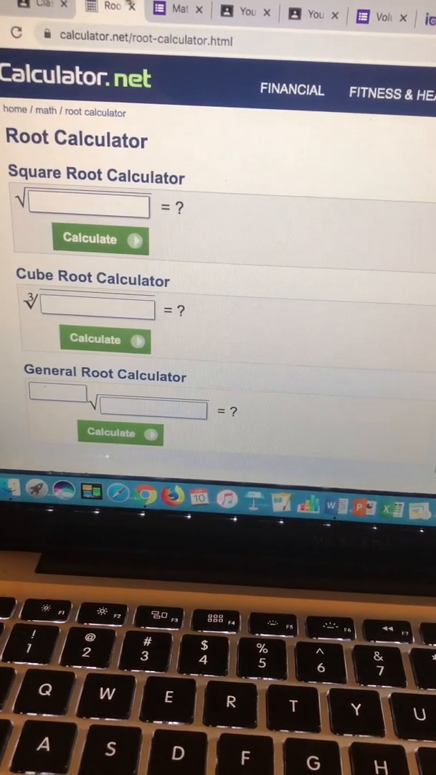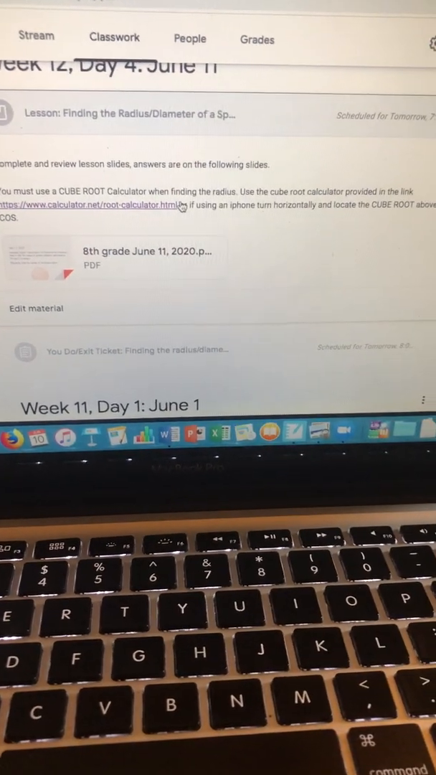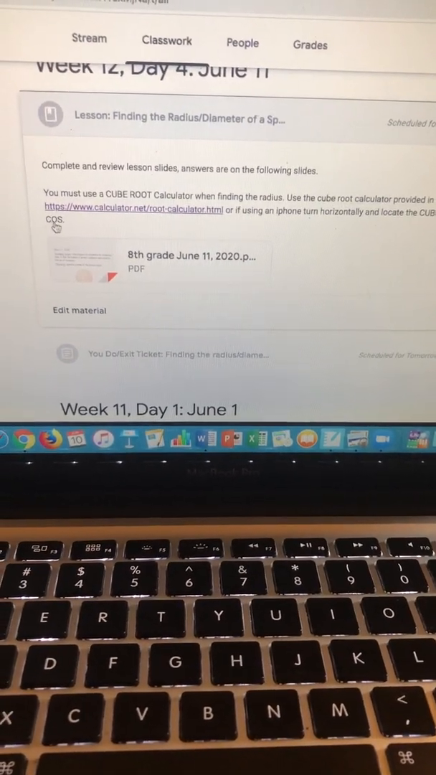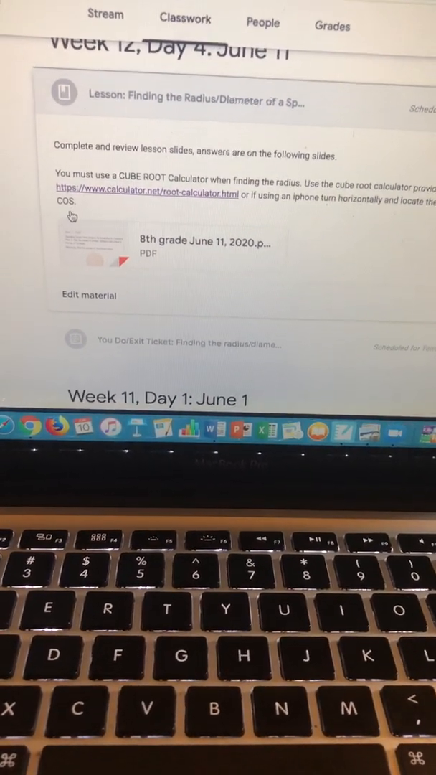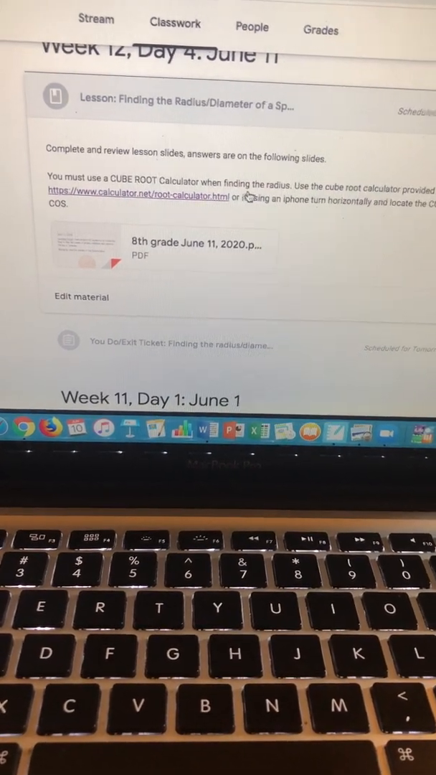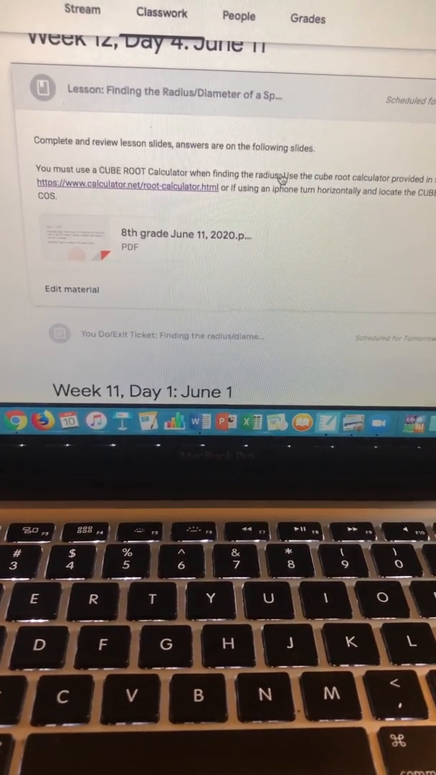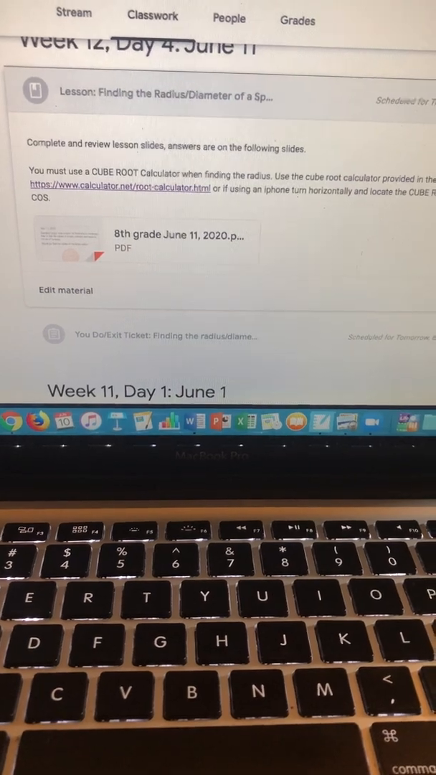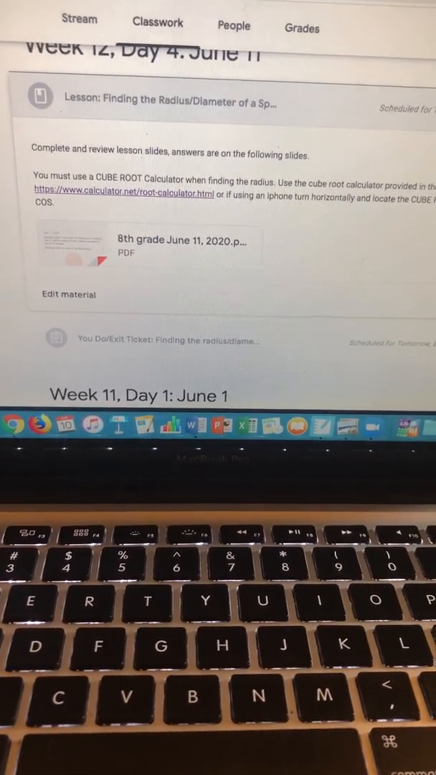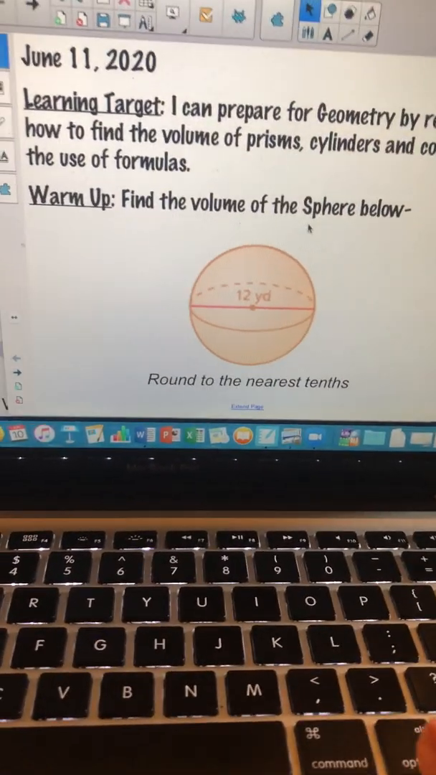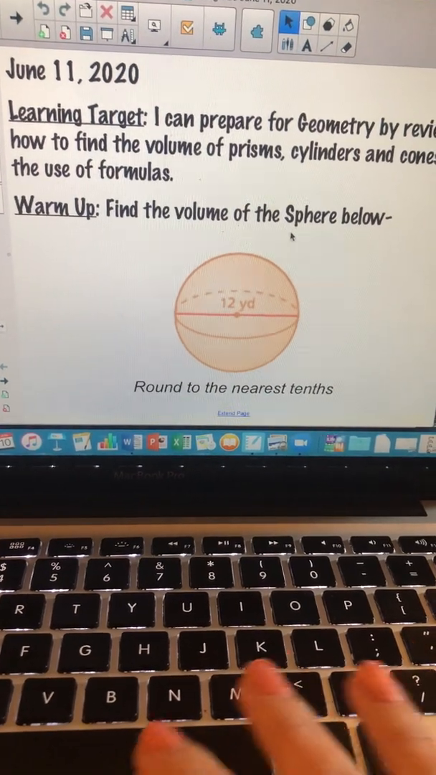But if you wanted to use your phone, the cube root is above the COS, which stands for cosine. I have it in the lesson to show you exactly where it is, but I know a lot of you were using your phone, so I wanted to show you where that's located so that you can use that in addition, okay?